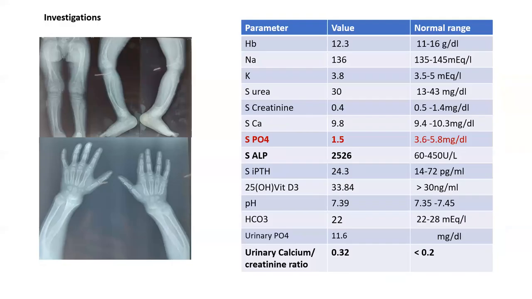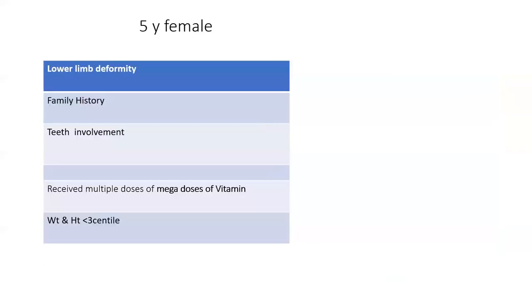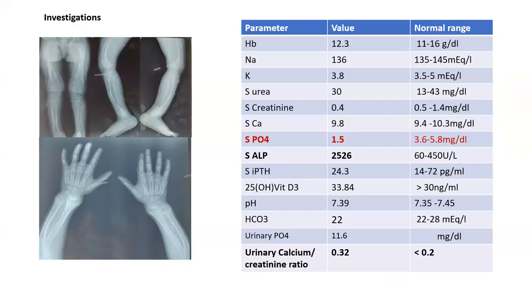So, a 5-year-old female with lower limb deformity, family history, and teeth involvement, who received multiple doses of vitamin D without any response, with weight less than the third centile. We again did investigations on the line of refractory rickets. The investigation revealed generalized osteopenia with the deformity seen in the wrist joints.